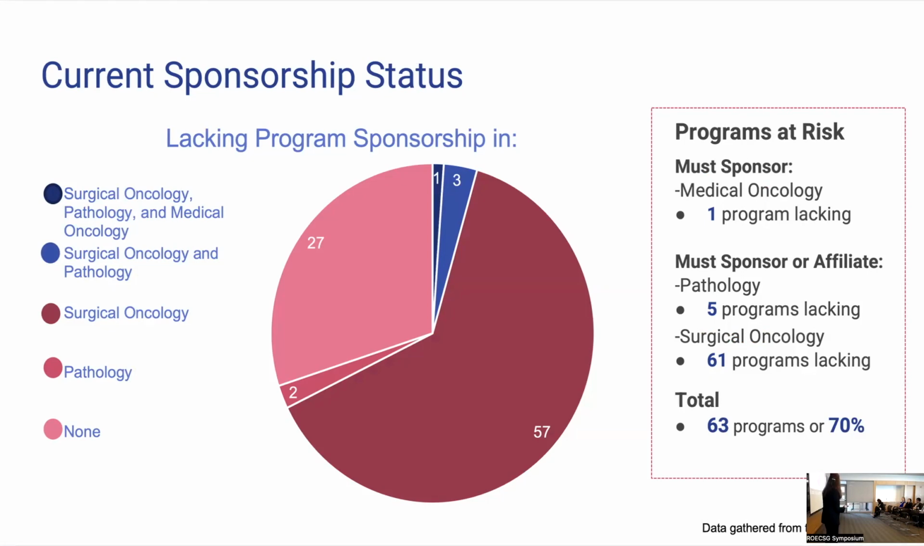Now for pathology and surgical oncology, 5 programs did not also sponsor a pathology program, and 61 programs did not sponsor a surgical oncology fellowship program at the same institution. Now that brings us to a total of 63 programs, or 70% of all radiation oncology residency programs, that do not have sponsorships in these. Now again, we cannot assess the affiliation status.